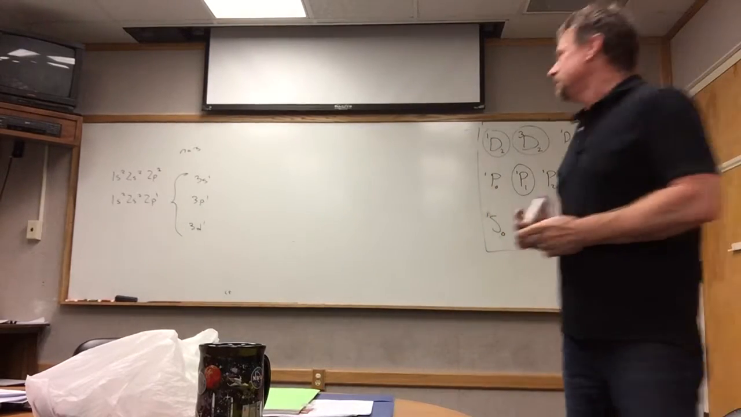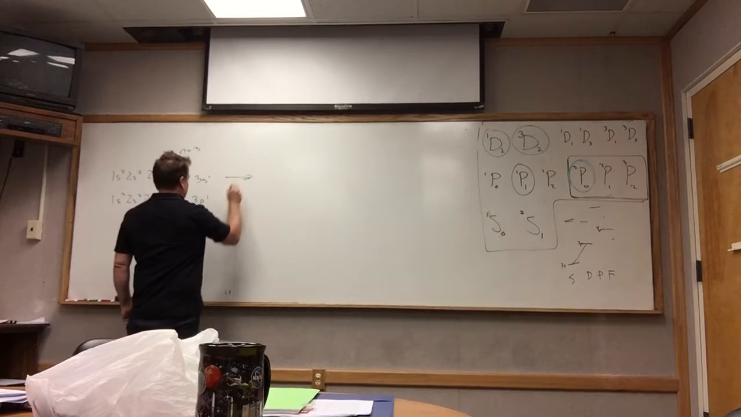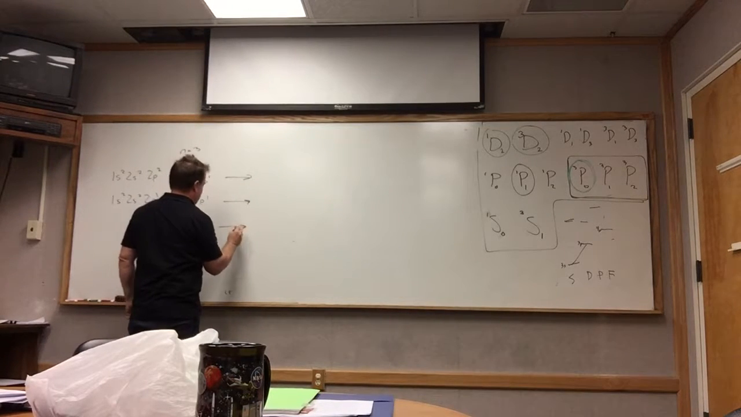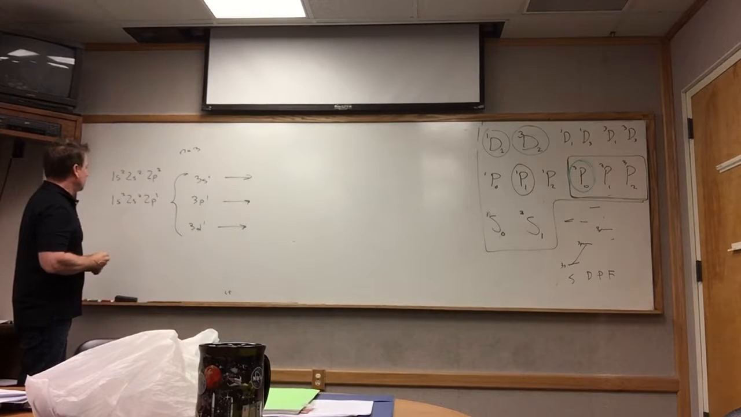Right? So now I'm asking you to calculate the Russell-Saunders terms. Can't go to 3p1. Yeah. That's delta little l equals 0.